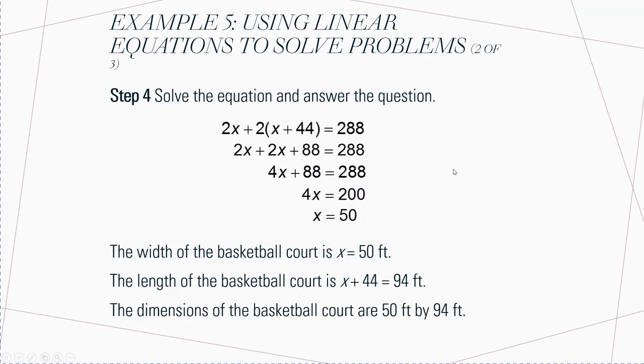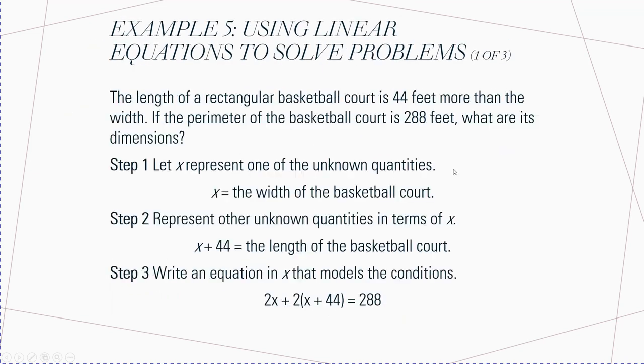All right, let's do this. I believe this is the last one here. Yep. Okay, so last word problem before we move into solving for a variable here. All right, so the length of a rectangular basketball court is 44 feet more than the width. So notice how the length is defined in terms of the width.